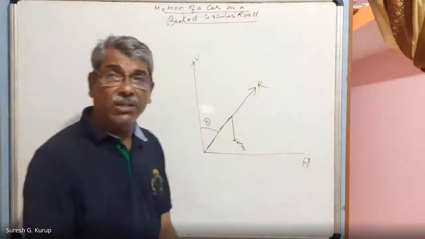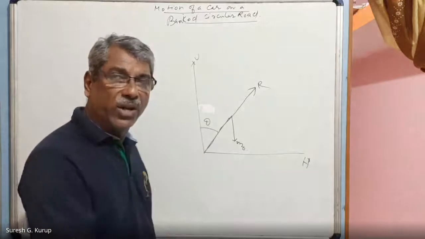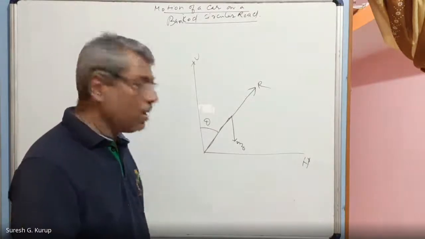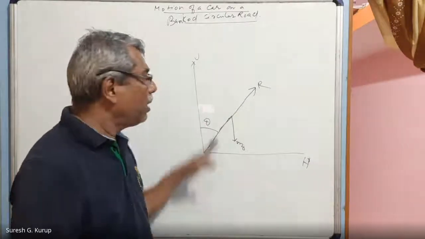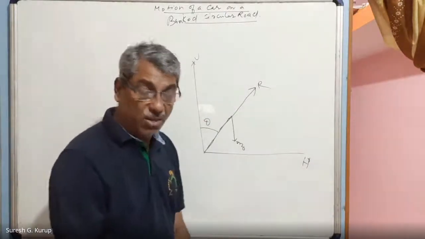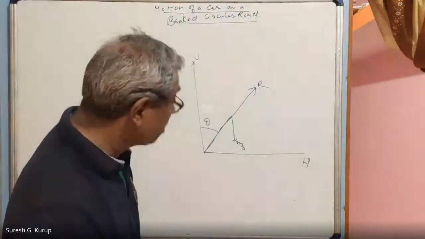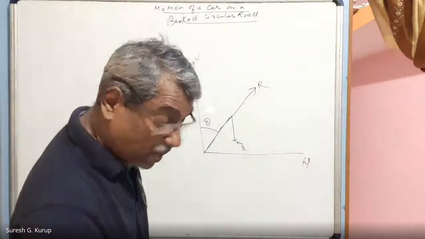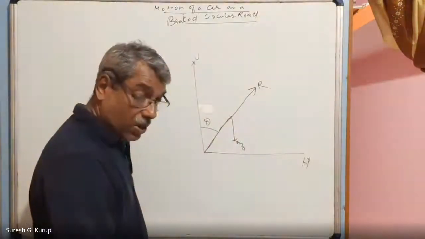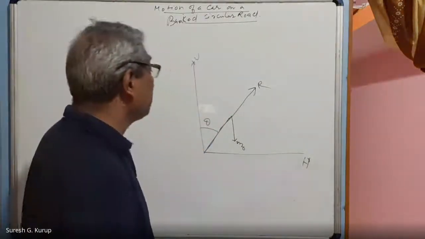Why that force of reaction? Because the entire body is touching the ground, it is giving a force in the downward direction in an inclined manner. So the force of reaction is acting in a direction opposite to that. That is R. R can be resolved into two components, right? One is R cos theta and the other is R sin theta.